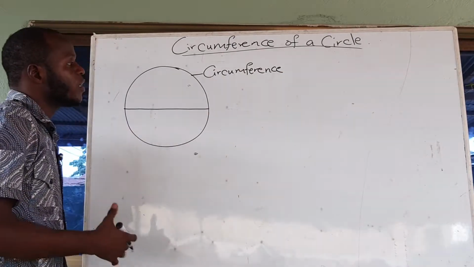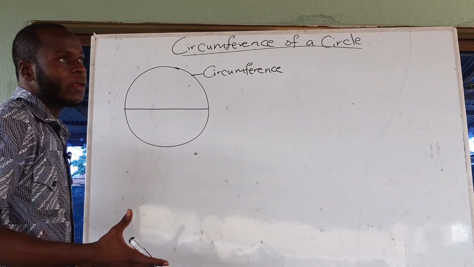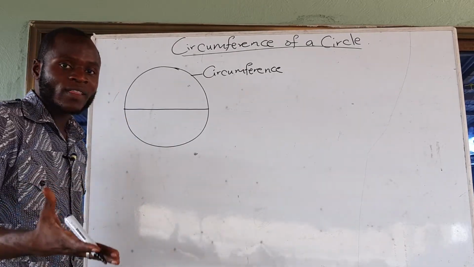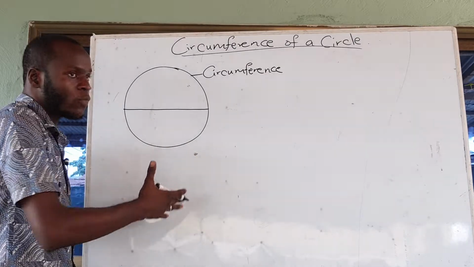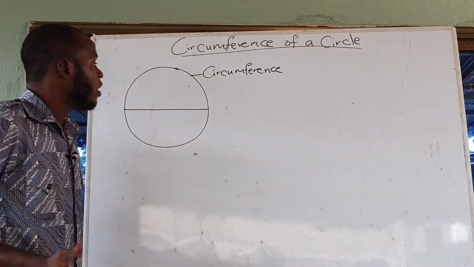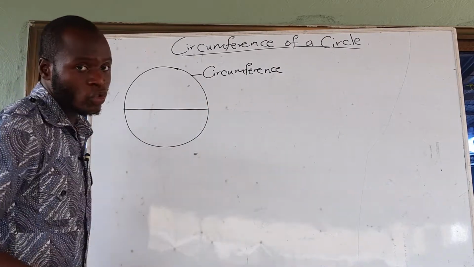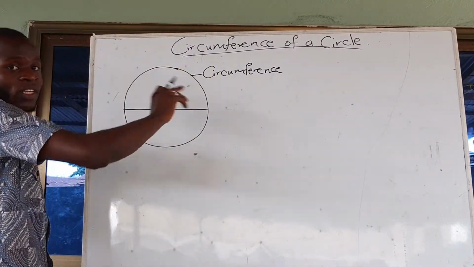Okay, so if we were to have a figure like a square or rectangle, we don't find the circumference of a rectangle, but rather we find what? The perimeter. And for the circle too, we don't find the perimeter of a circle, but rather we find what? The circumference of a circle. Okay, so the distance around it is the circumference.